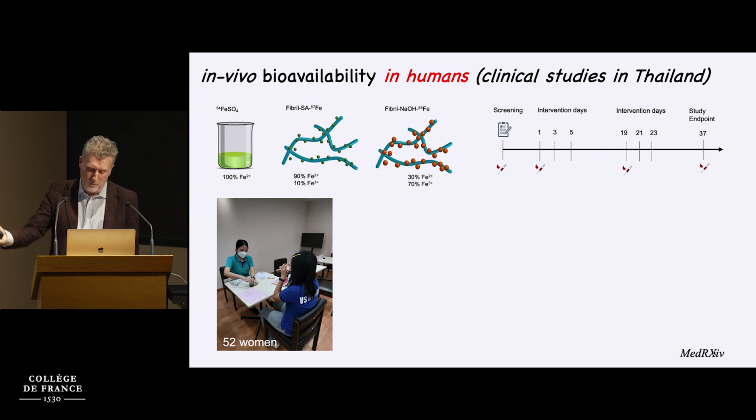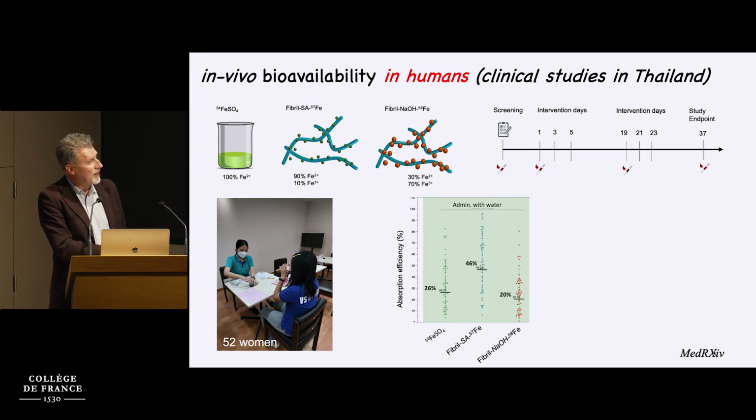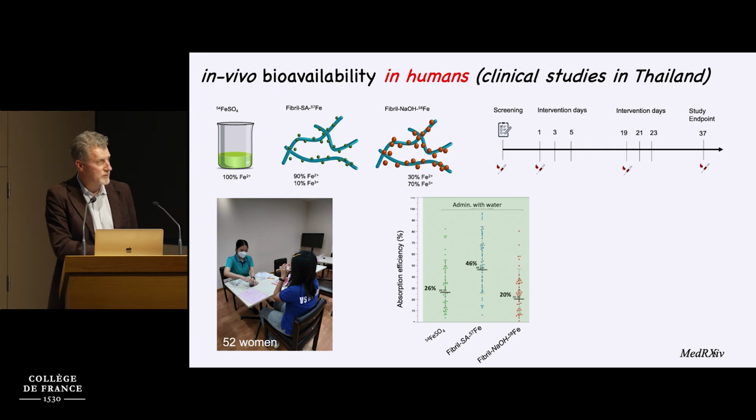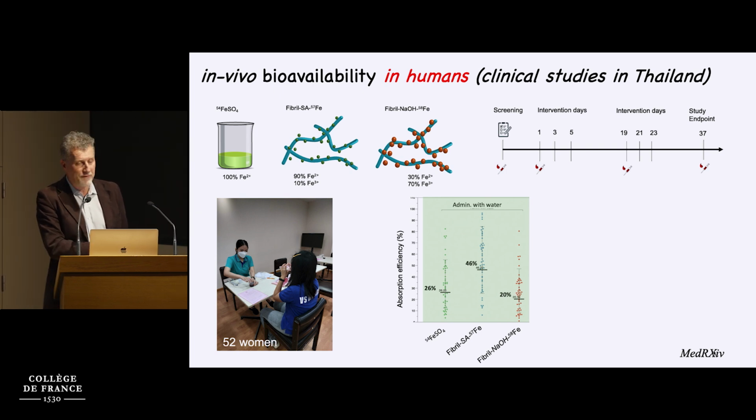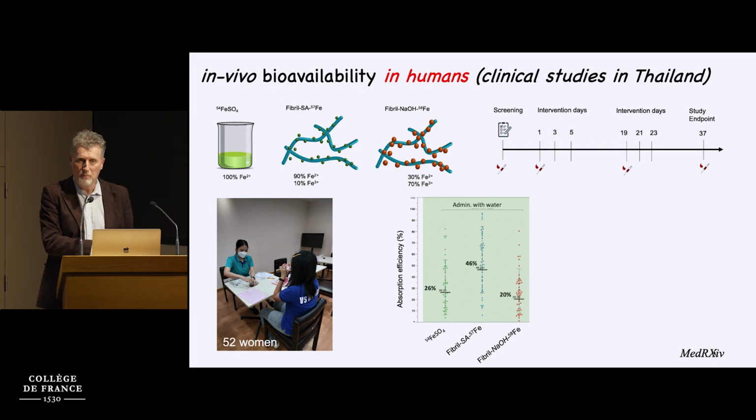And when we collected, we had to ship the serum back from Thailand to ETH, and when we looked at the data, we were really blown away. This is the standard I was telling you about. There is a relative absorption of 26%. This is where we stand with the best formulation, with the iron 57. We have 46%. And even with this one, look, you only start with 30% iron 2. Here you have 100% iron 2. You have almost the same bioavailability.